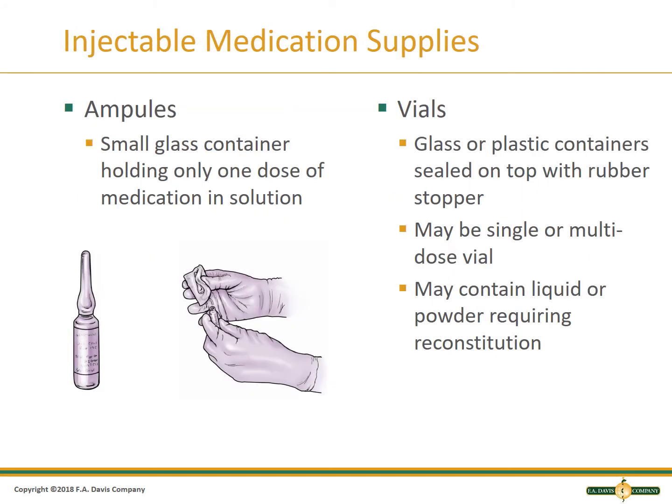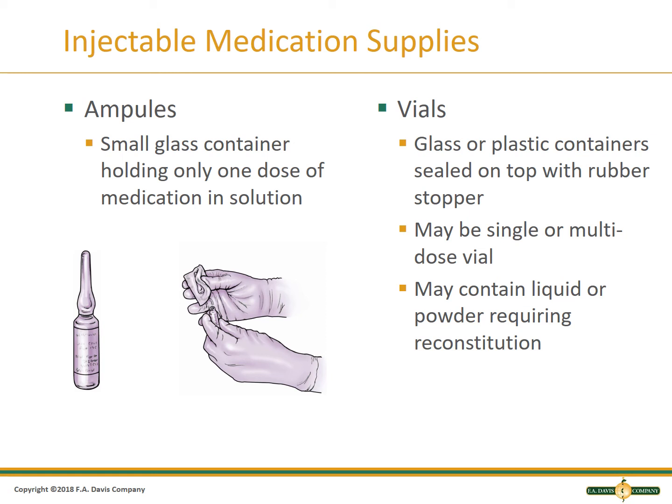Now, these are different supplies related to injectable medications. Ampules, that's what you'll see right there on the left. If you notice, these are glass. It's a small glass container, and it holds only one dose of medication in the solution. You have to break the ampule carefully by using a piece of gauze.